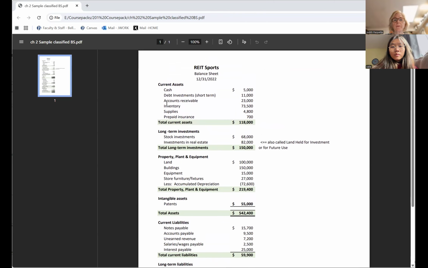So let's look here. In order, we put cash first, in order of liquidity. That means how fast it turns to cash. So we have cash, then debt investments, which have to be very short term. It could also be stock investments, very short term. These are not the company's debt and not the company's stock; they're from other companies. Can you give an example for debt investments?